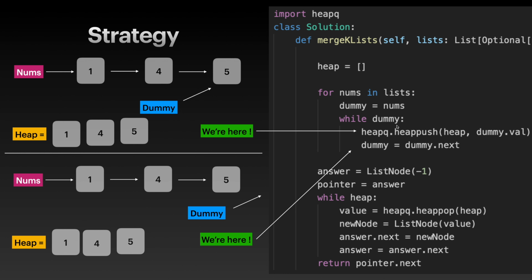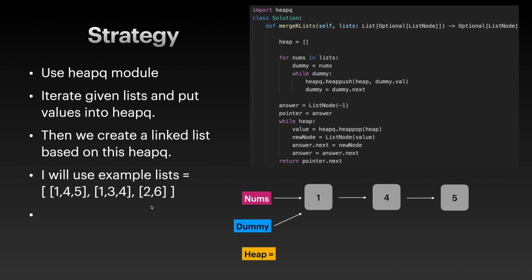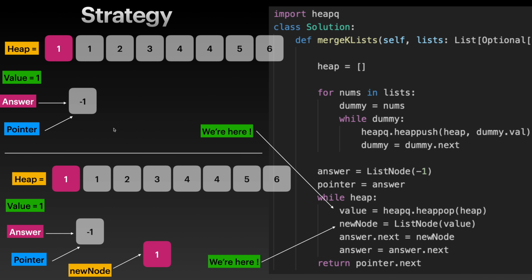Okay. And then since dummy is false, we exit the while loop, and then we keep doing this again and again. When you do that, we will have something like this: 1 1 2 3 4 4 5 6. This is nothing more than these numbers in ascending order. Okay, and now we are going to do this part. We have an answer, which is a dummy list node here. I just put -1 because you can put any number here, it doesn't really matter.